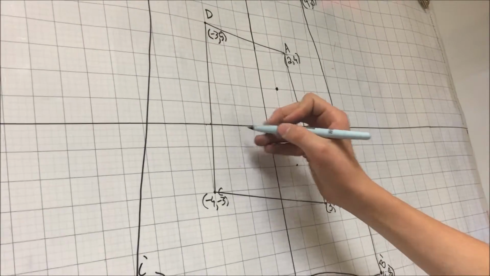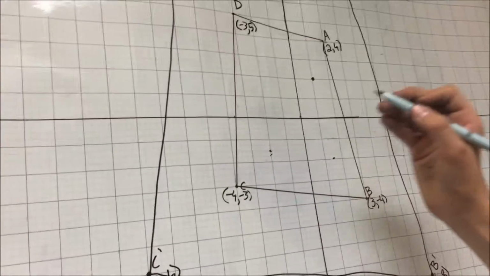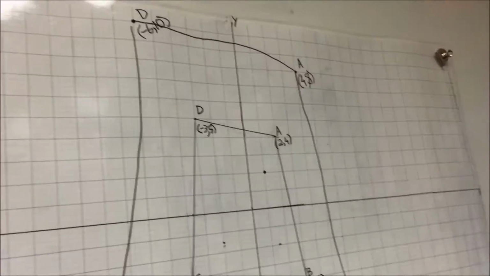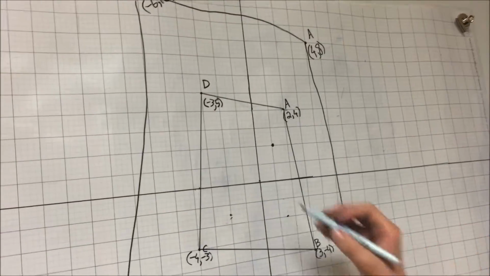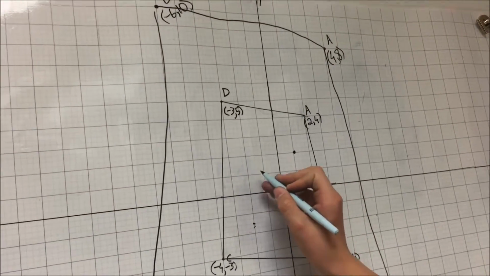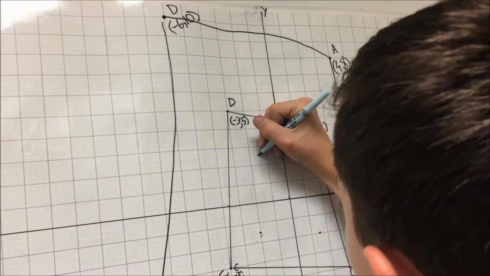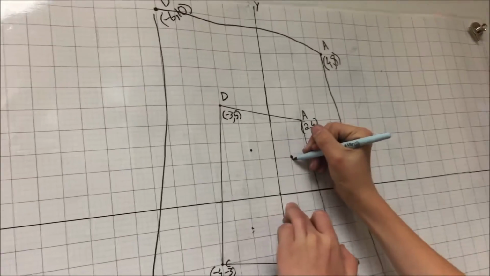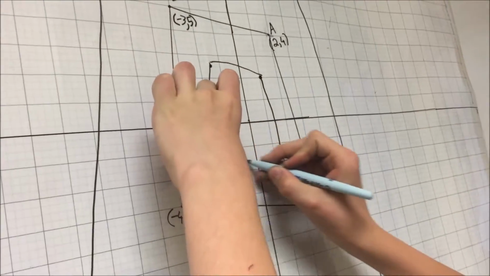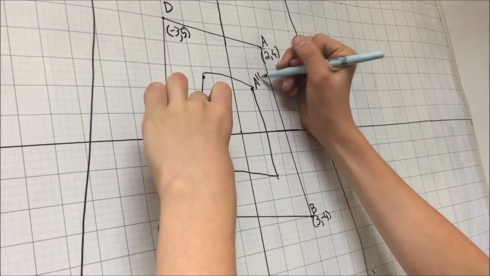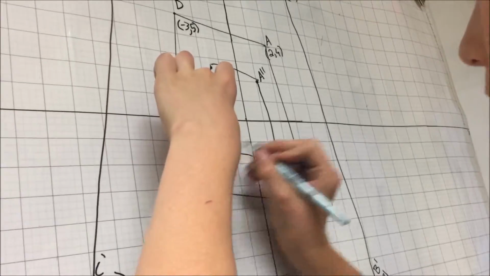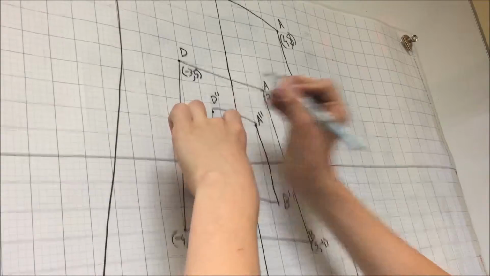And then we have D, which is negative 3, 5, which is going to be negative 1.5, 2.5. And then we have our new shape, which is going to be A double prime, B double prime, C double prime, and D double prime.